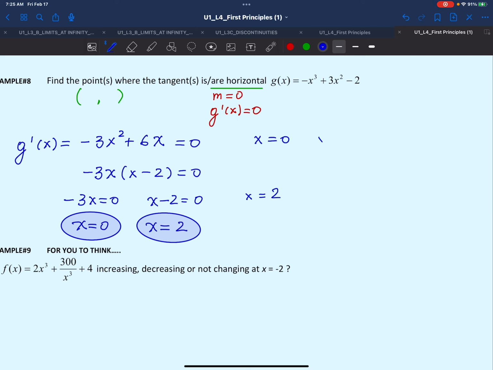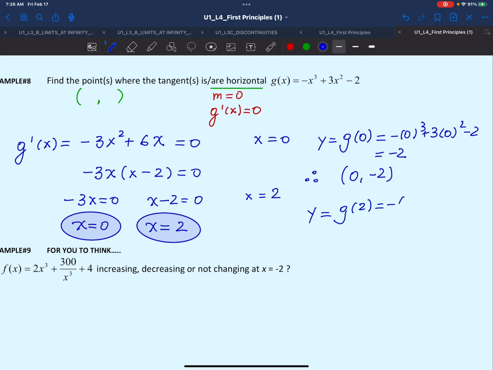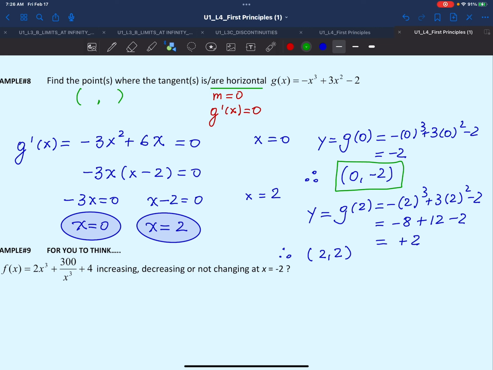Since we're asked for the points, we need to find the corresponding y values, which would be found by simply substituting the value of x into the function. So g of 0 is negative 0 to the power of 3 plus 3 times 0 squared minus 2, and that would equal negative 2. Therefore, the tangent drawn at (0, negative 2) will be horizontal. And similarly, we're finding the y value at x equals 2 as g of 2, which is negative 2 to the power of 3 plus 3 times 2 squared minus 2. That would equal negative 8 plus 12 minus 2, which is positive 2. So the next point where the tangent will be horizontal is (2, 2). So these are the answers to this question. The points are (0, negative 2) and (2, positive 2).